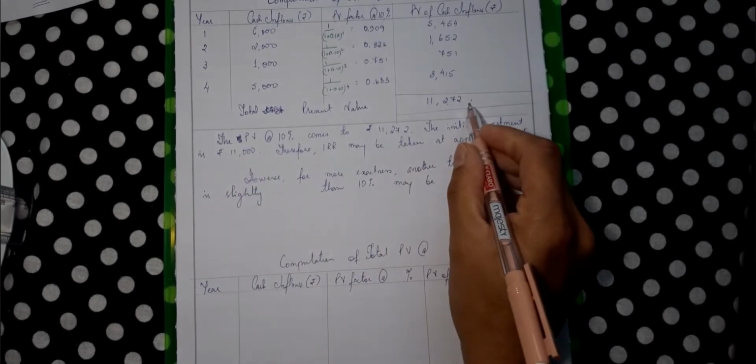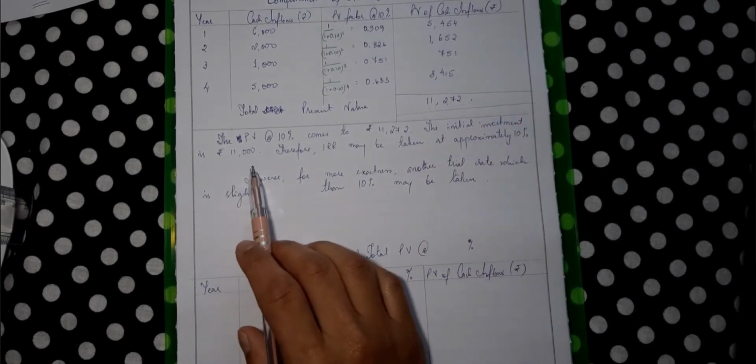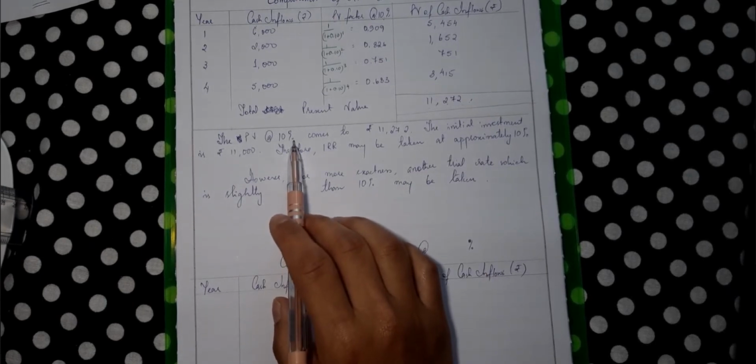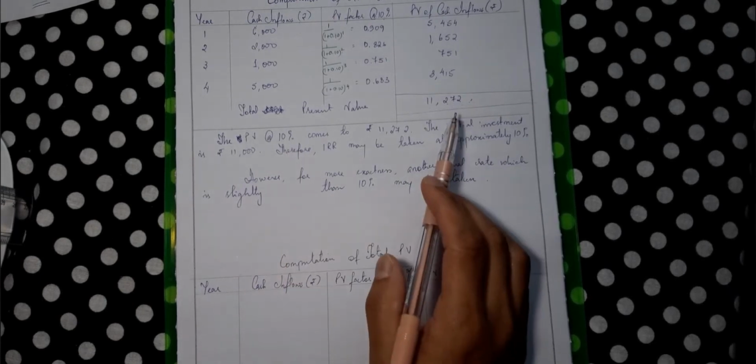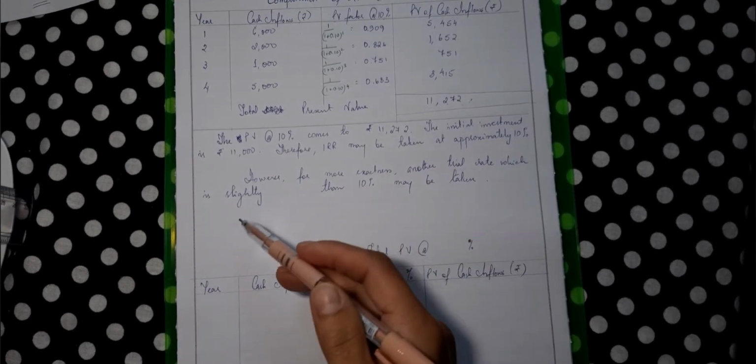So in our conclusion, we can say that the present value at the rate of 10% comes to rupees 11,272 and the initial investment is rupees 11,000. Therefore, we may assume the IRR rate, or the internal rate of return, to be 10% approximately. However, if we want more exactness, another trial rate should be taken.